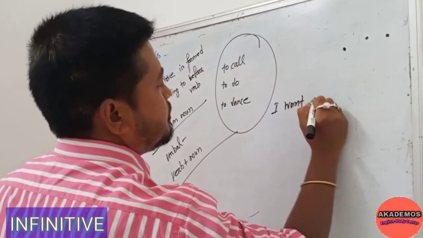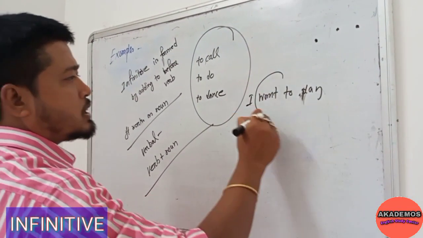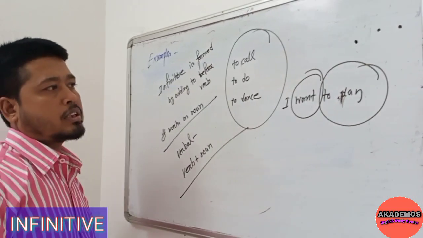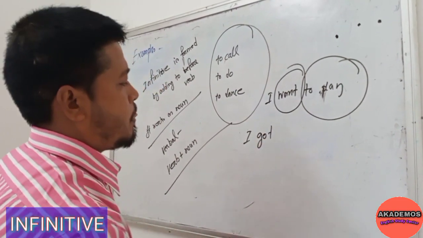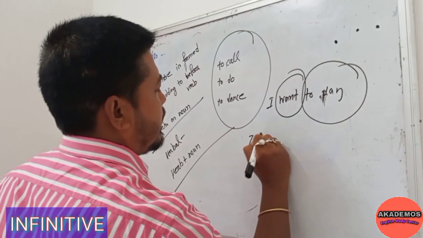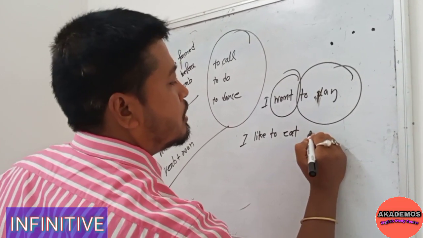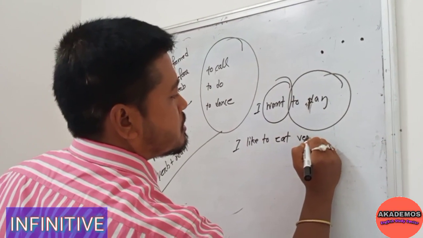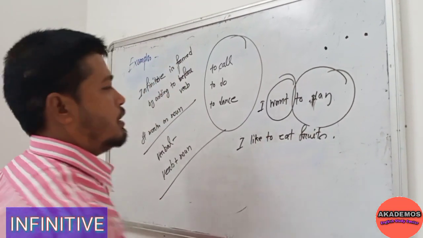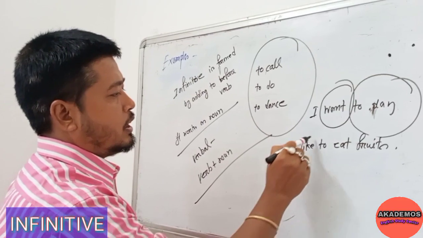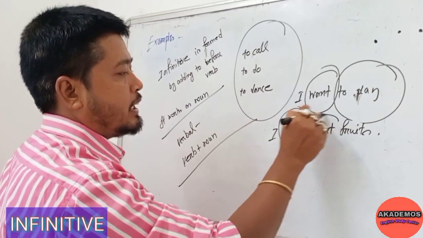See the sentence: I want to play. Here the force of action is not there. I want to play. He goes. I like to eat vegetables. I like to eat fruits. Ami phol khete pochondo kori. See where the force of action is. The force of action is not found in "te". Ekhane ki hocche? Khete.